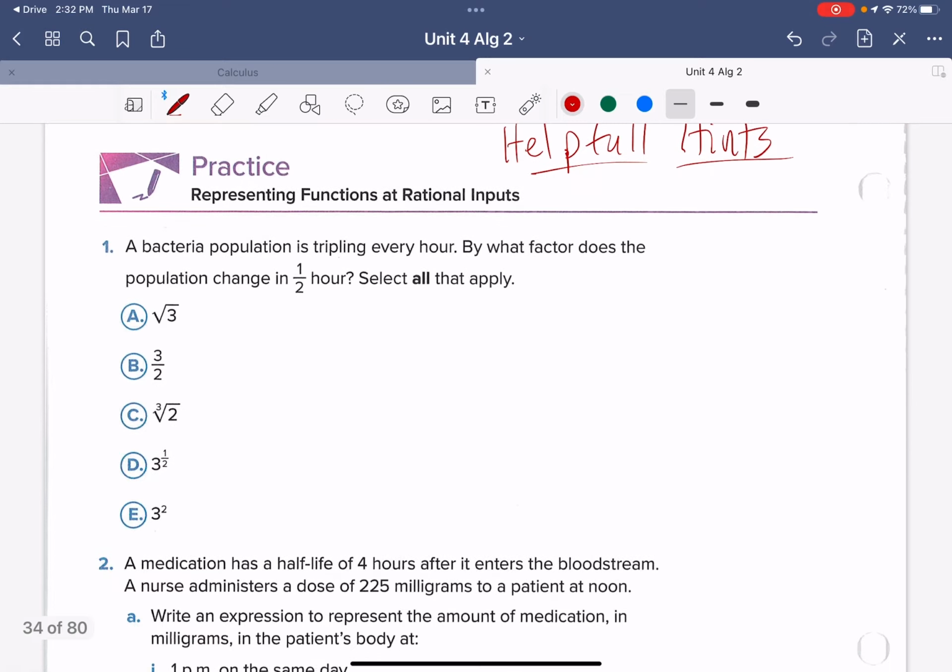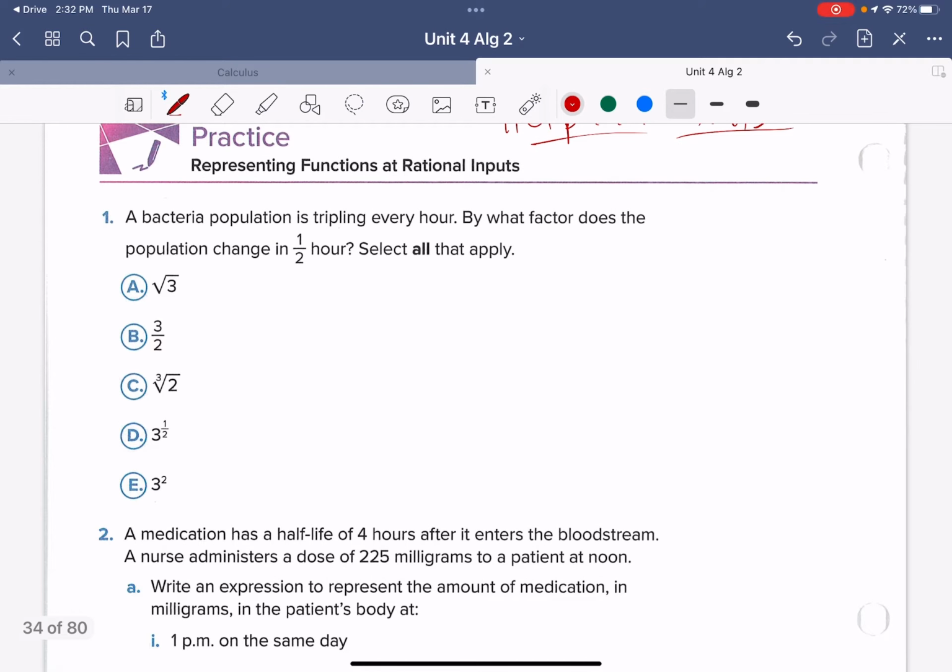The first one here is we have a population tripling every hour. So it doesn't matter what the population is. It could be like 1,000 bacteria. It's going to triple in 1 hour. So the starting is 1,000. I just made up 1,000. It could be any population. It doesn't matter. And then it triples 3 times as much for 1 hour.